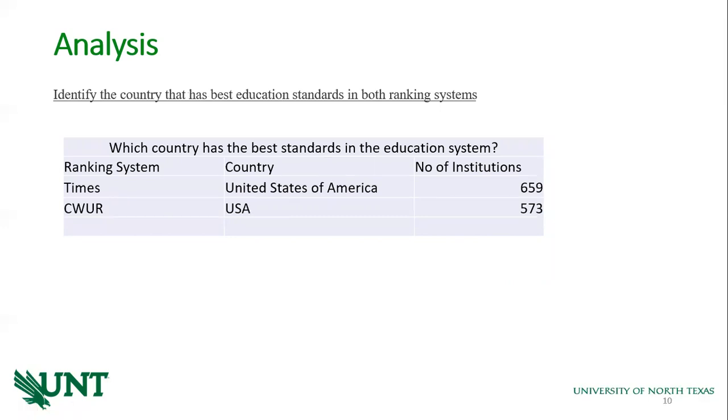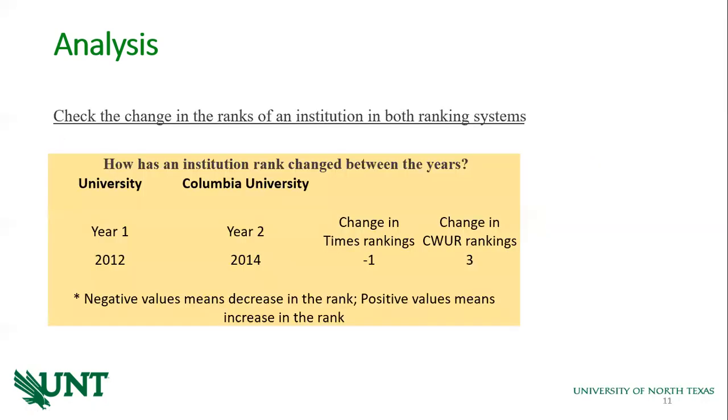Then, identify the country that has the best education standards in both ranking systems. For this, I identified the number of universities from each country. It comes out that the United States of America has almost 659 entries in the Times ranking system and 573 universities in the CWR ranking system. With these stats, we can say that the USA has the best standards for its education system.